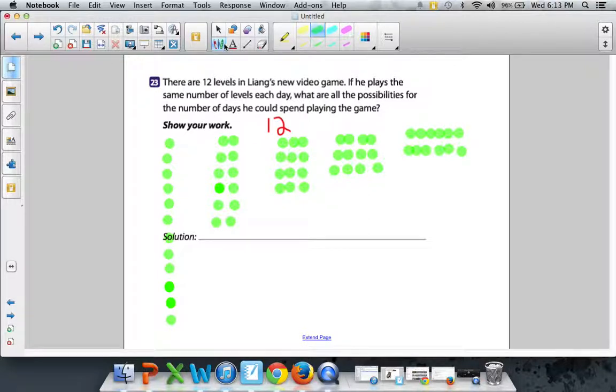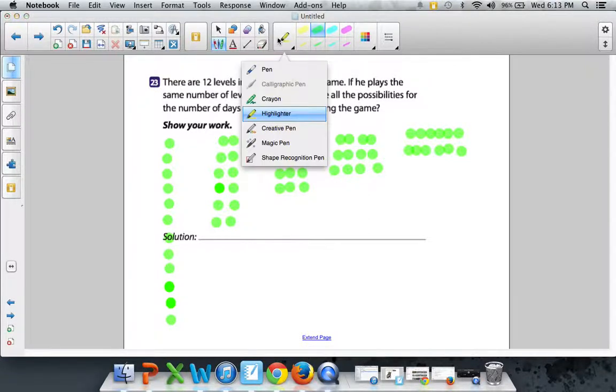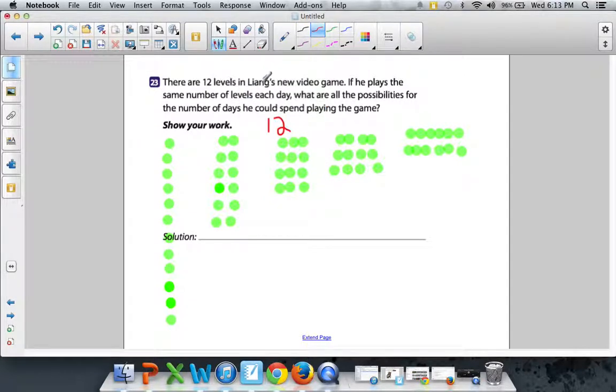So those are all the different ways he can play his levels each day. So what was the question again? Geez, I forgot. What are all the possibilities for the number of days he could spend playing the game? Well, these pictures are the possibilities.